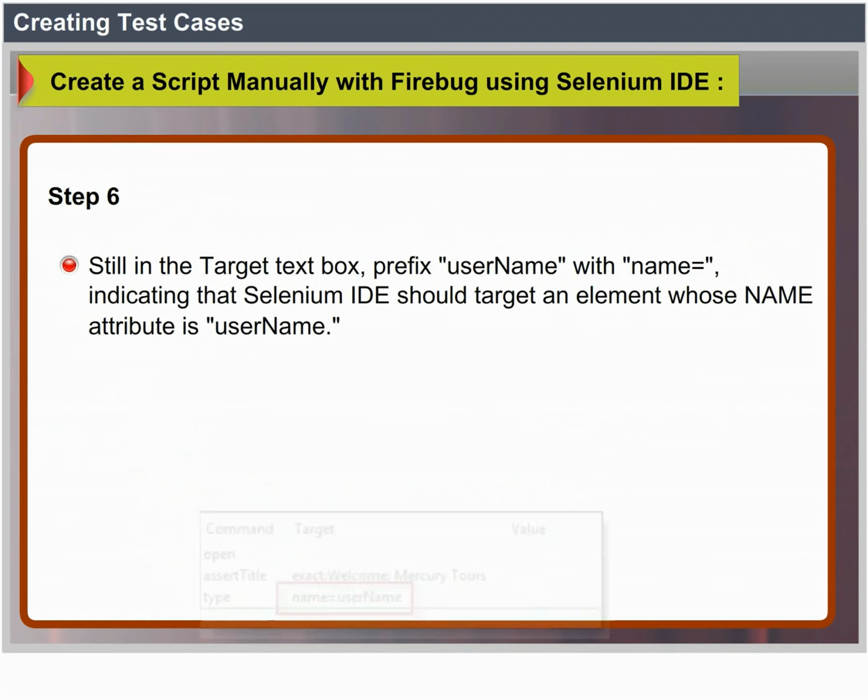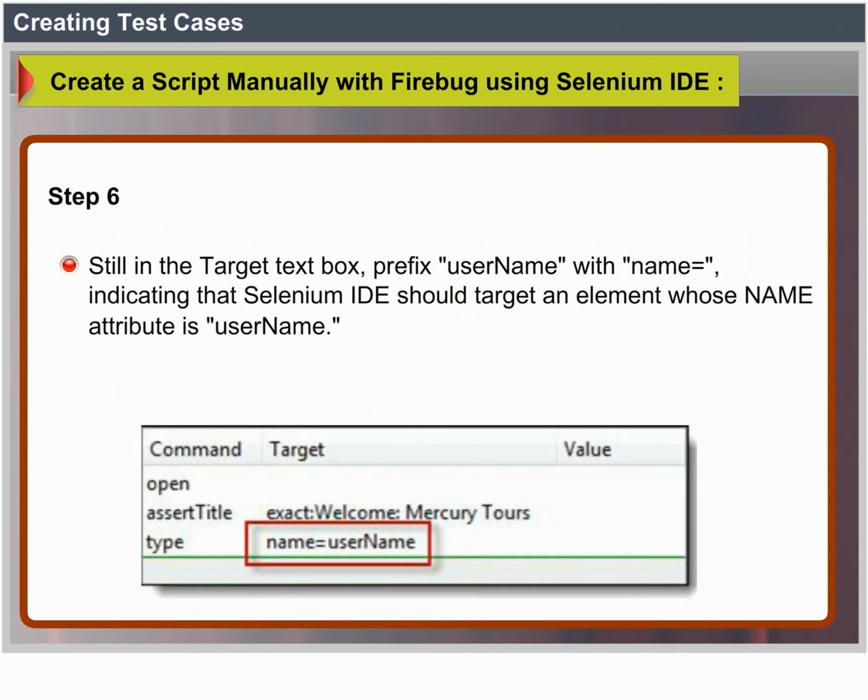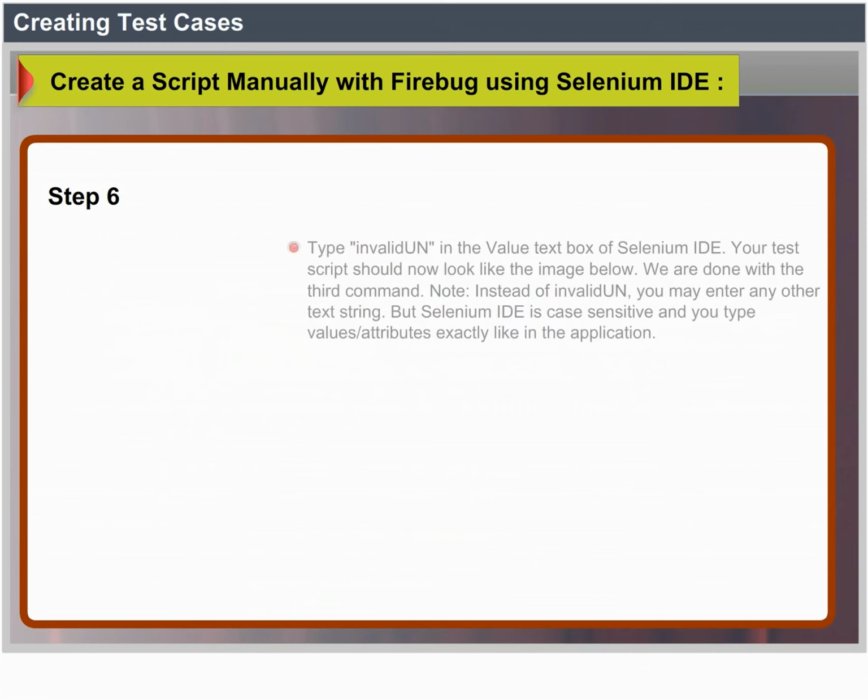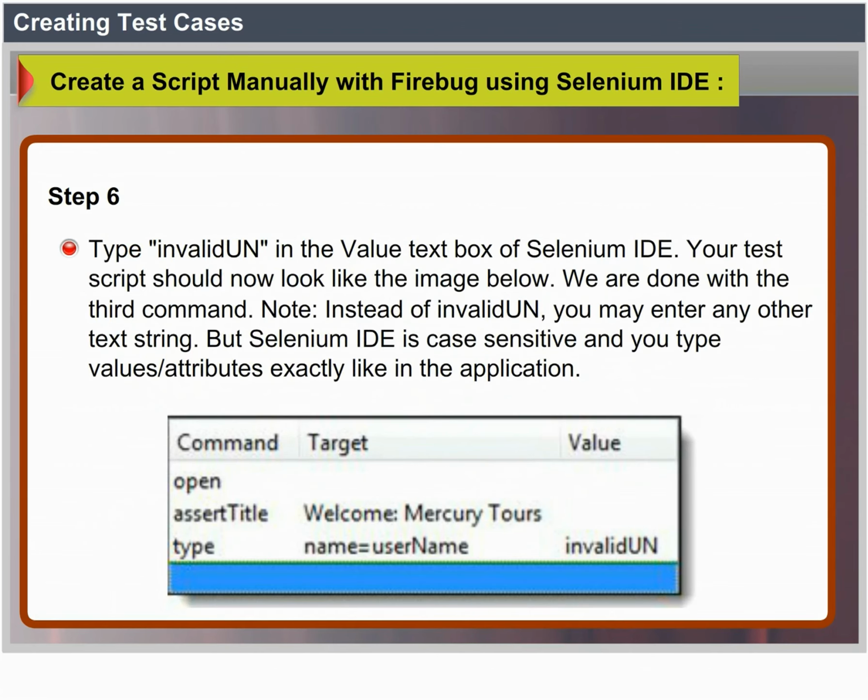Still in the target text box, prefix username with name equals to, indicating that Selenium IDE should target an element whose name attribute is username. Type invalid UN in the value text box of Selenium IDE. Your test script should now look like the image below. We are done with the third command. Note, instead of invalid UN, you may enter any other text string. But Selenium IDE is case sensitive, and you must type value attributes exactly like in the application.